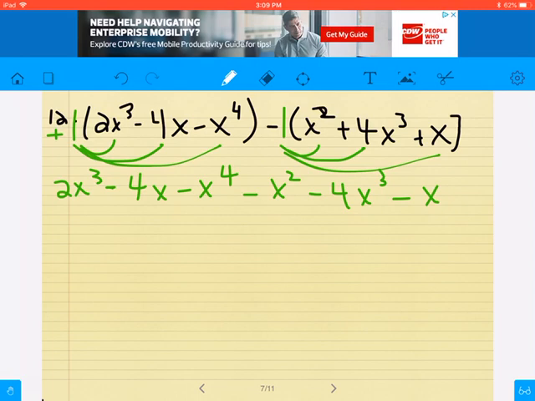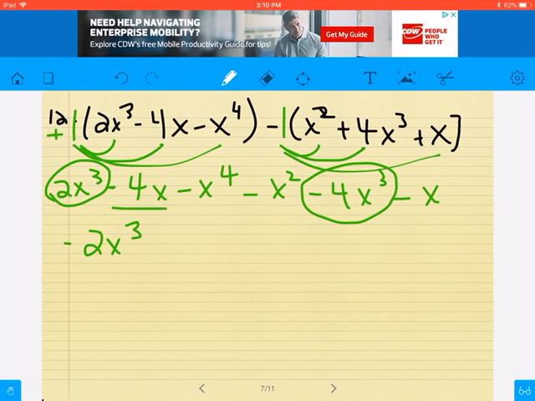Now that we've gotten rid of our parentheses, we need to combine our like terms. So I'm just going to start left to right. So I've got 2x cubed here, looking for another x cubed term. Here we got it, negative 4x cubed. If I combine those two, I'm going to get negative 2x cubed.